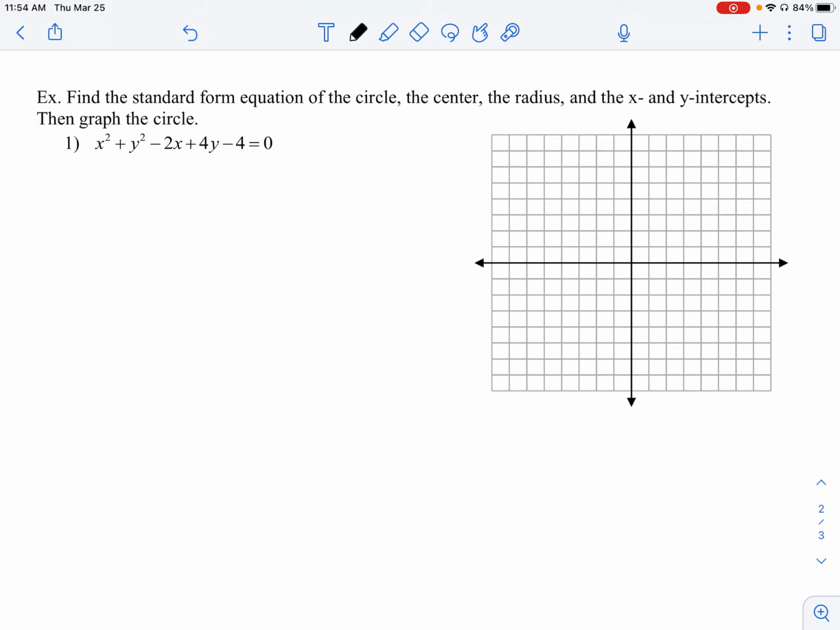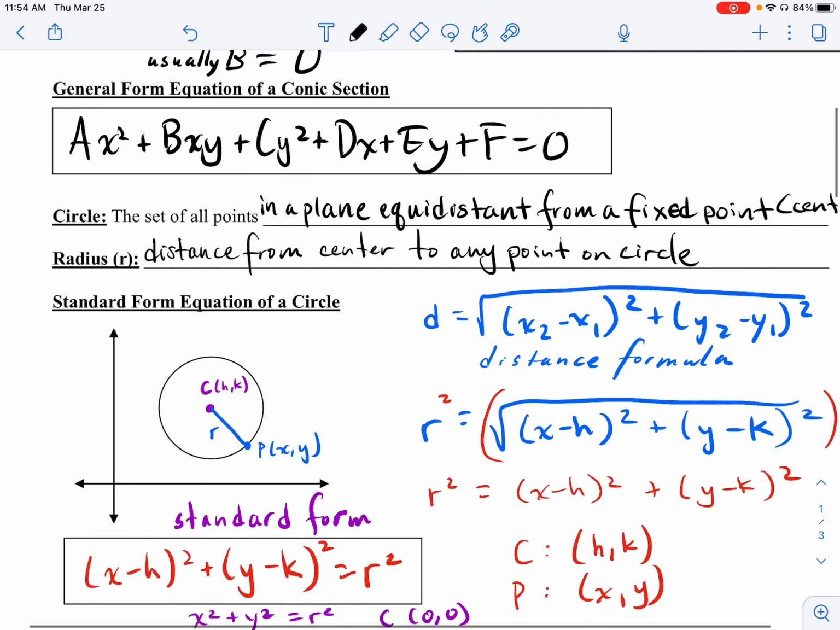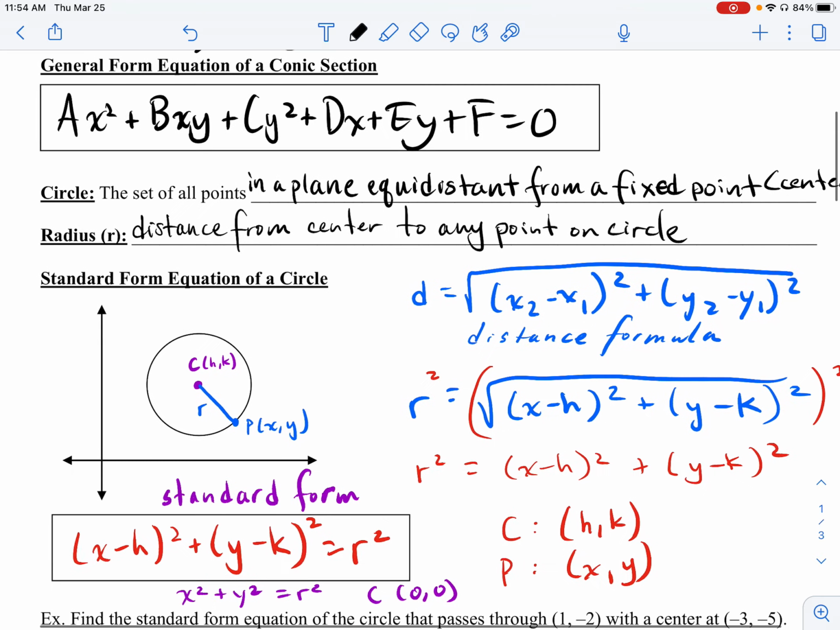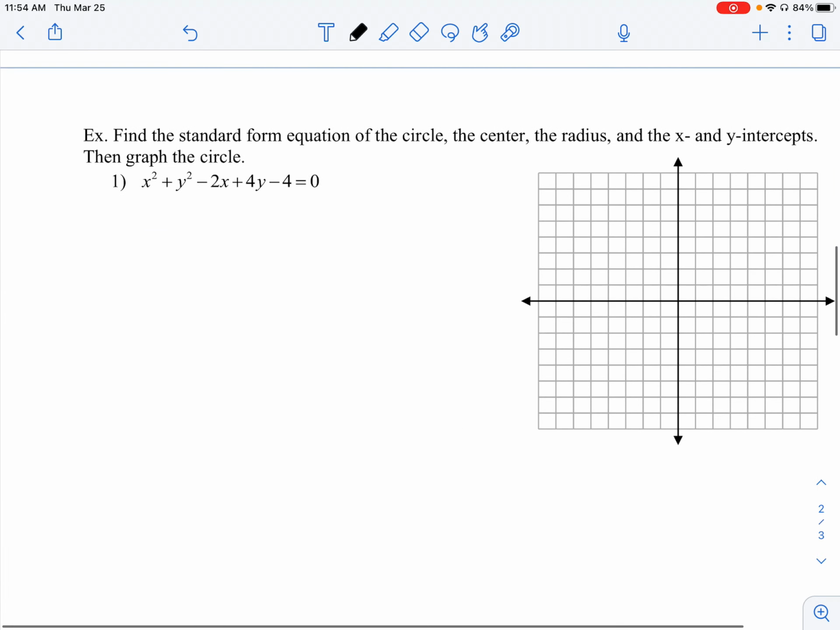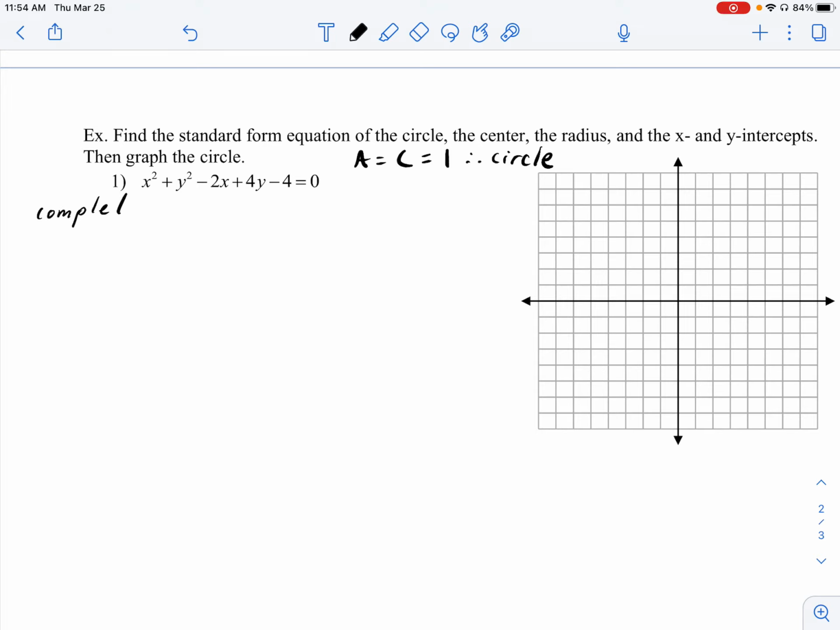Now, take a moment and ask yourself, based on what I'm seeing here, how would I be able to tell right off the bat that this is a circle? Well, if we compare this equation to what I gave you early on, we see that with standard form equations of circles, A and C are both equal to each other, and they're both equal to 1. Therefore, this tells me it's a circle. Now, how would I write this in standard form? The answer is we are going to need to complete the square, if you remember how to do that from your algebra course.